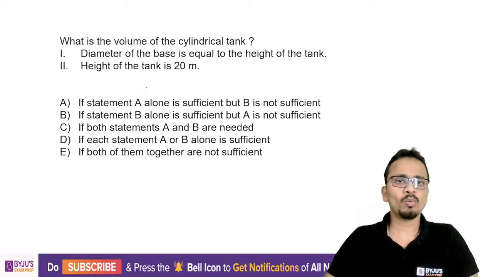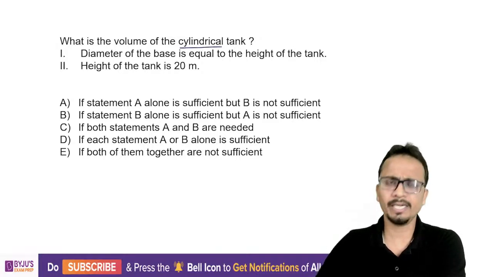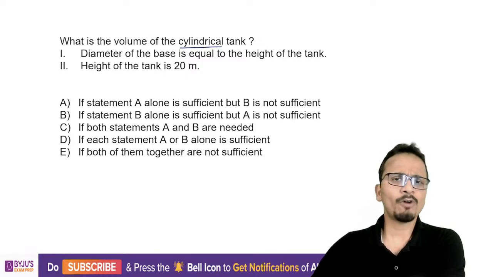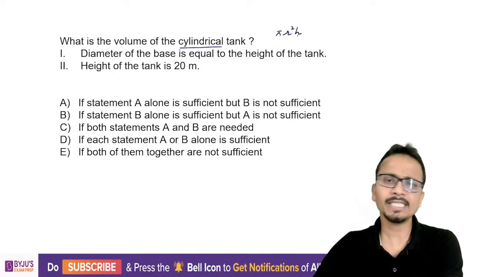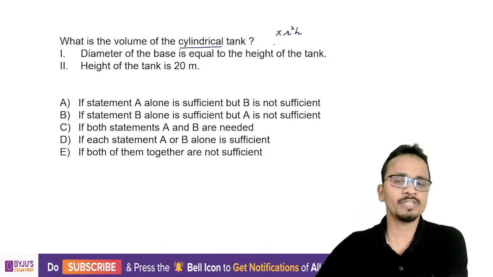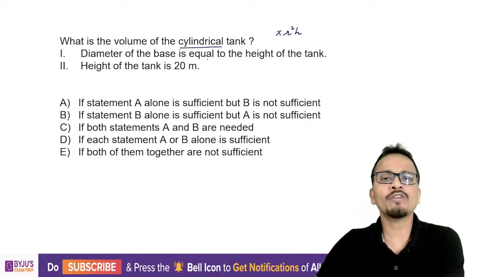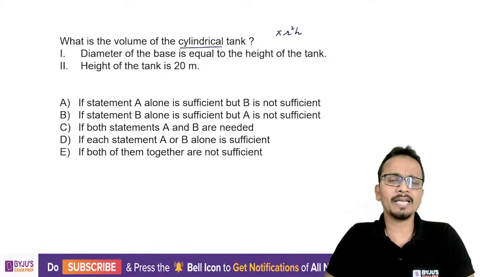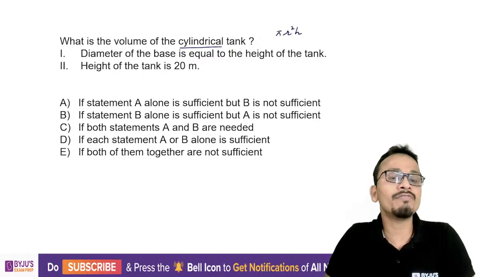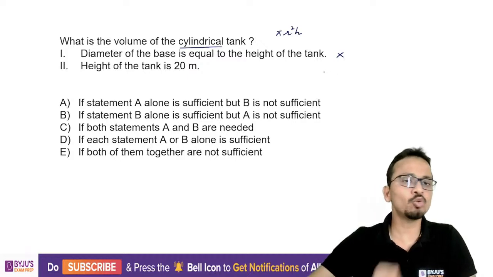Now the question is, what is the volume of the cylindrical tank? The shape of the figure is already given. It is a cylinder. Now we know that the formula for the volume of the cylinder is pi r square into h. So we require the radius and the height and we will be able to find out the volume of the cylindrical tank. Statement number 1 alone, if I consider, it says that the diameter of the base is equal to the height. That is absolutely fine. They have given us the relation between the diameter and the height, but they haven't given any of the values as of now. So statement 1 alone will not be sufficient to answer this question.